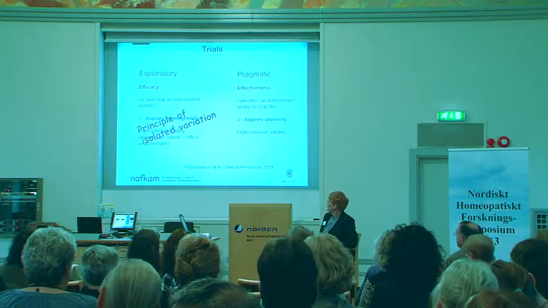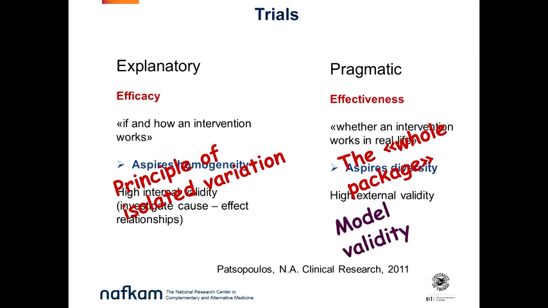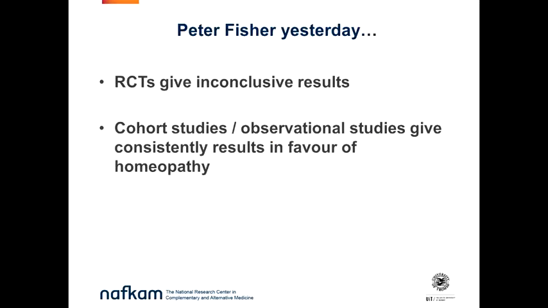So these go for the principle of isolated variation, that these trials can give you an idea about causality. That's the whole package. You cannot say anything about causality here. But you can say something about model validity. Okay, the RCTs give inconclusive results. That's what we heard yesterday.